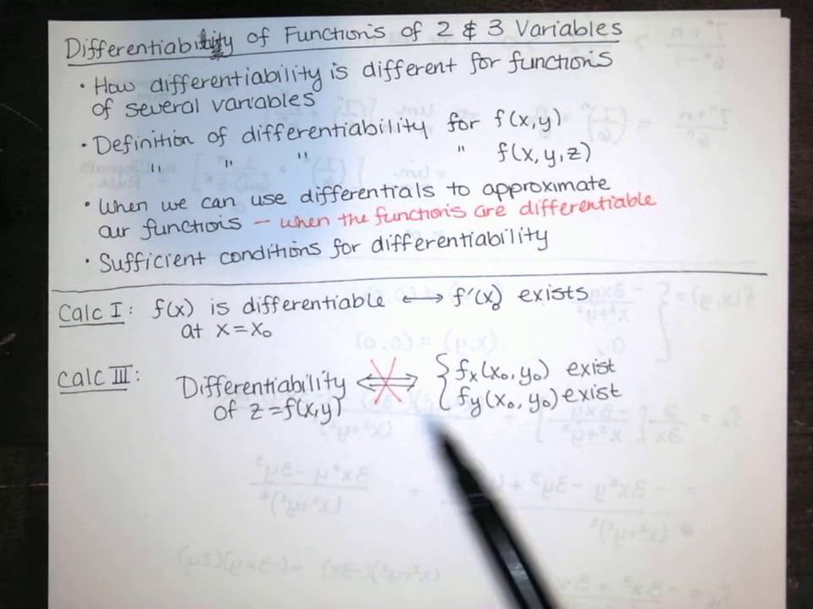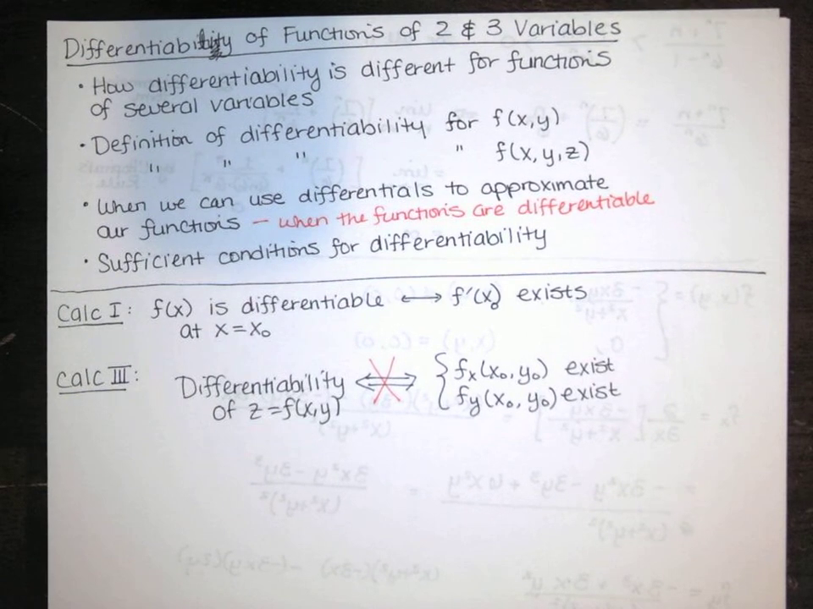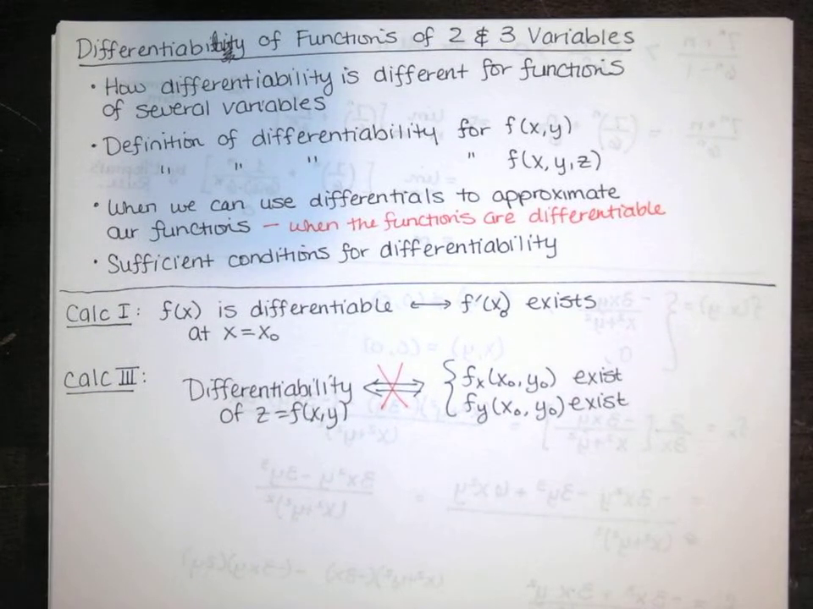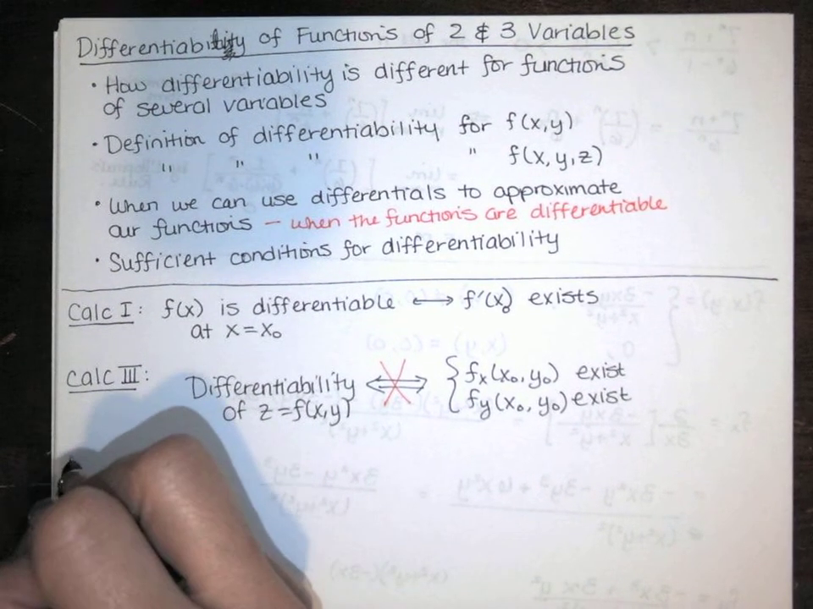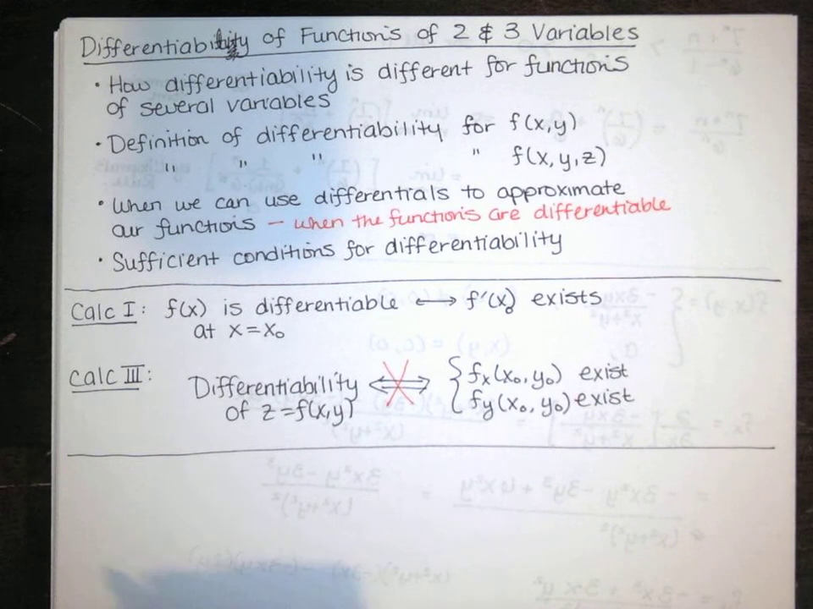And the same is true for functions of 3 variables. Just having a bunch of first partials that exist at a certain point does not mean that the function is actually differentiable at that point. So we're going to define differentiability differently. This is how we'll define it for functions of 2 variables.